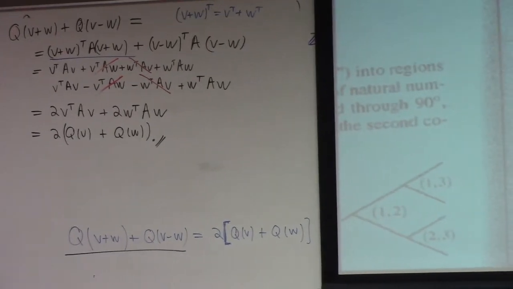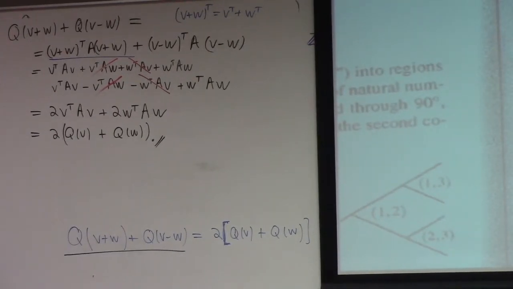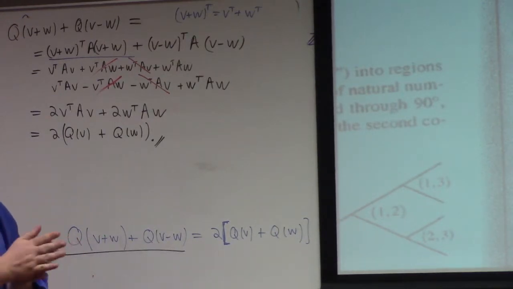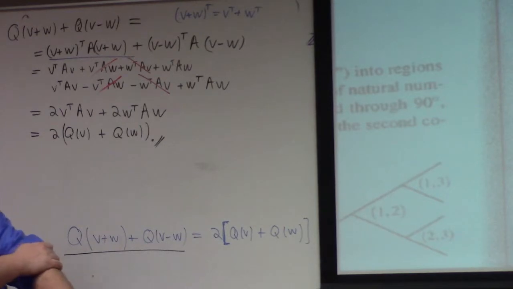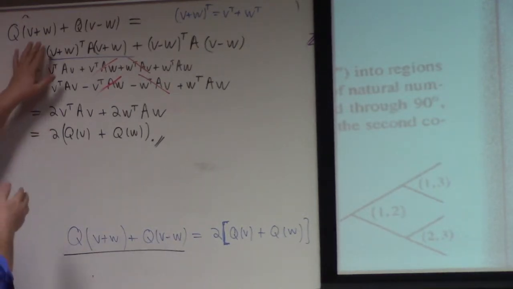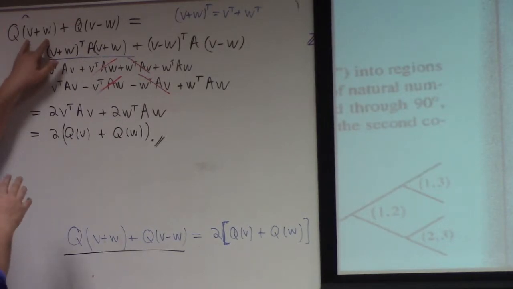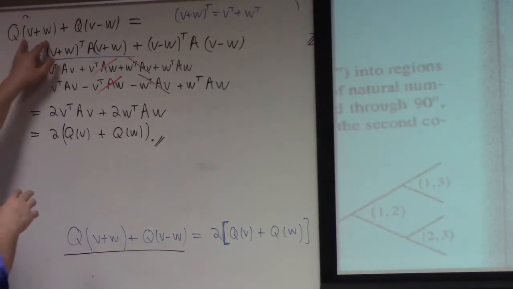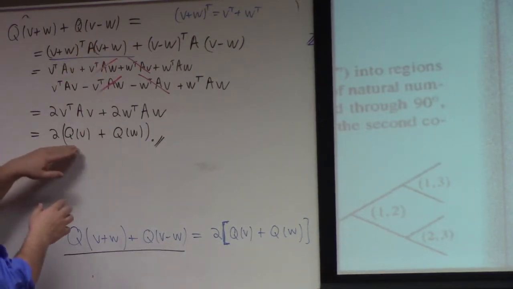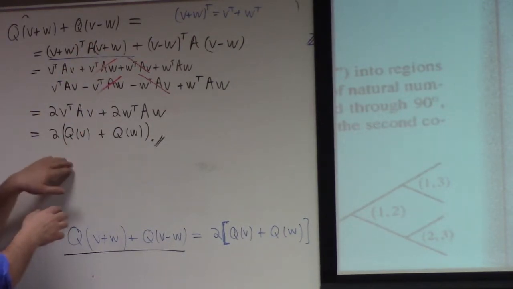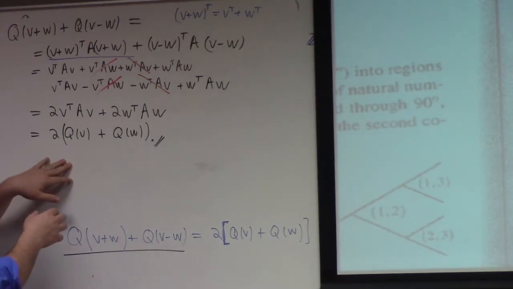So, who cares? I mean, what's the point of this identity? The point of this identity is it links values of the quadratic form, right? It says that if I know how the quadratic form depends on V plus W and V minus W, then that gives me information about the values of the form at V and W respectively. So, let's see here.